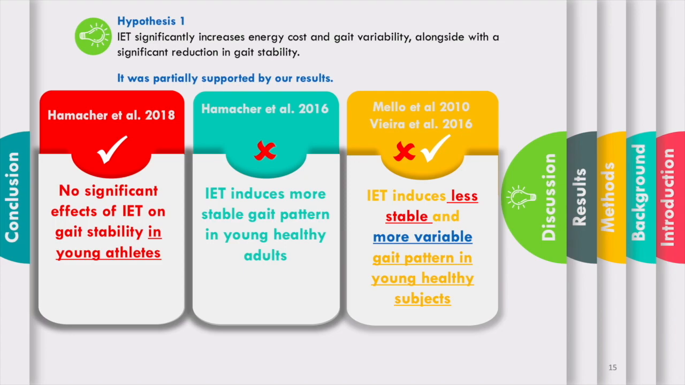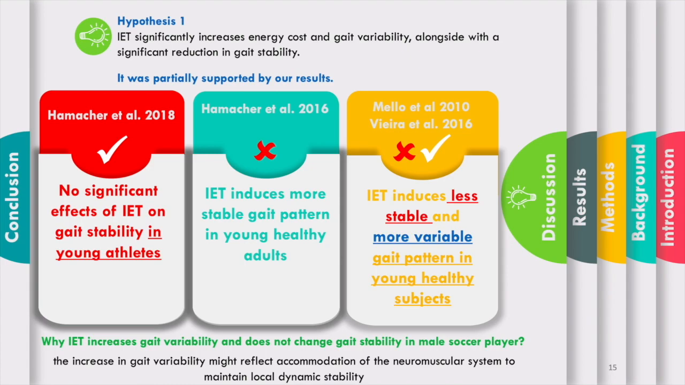Why does IET increase gait variability and not change gait stability in male soccer players? The increase in gait variability might reflect accommodation of the neuromuscular system to maintain local dynamic stability.